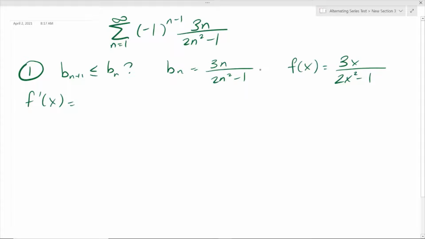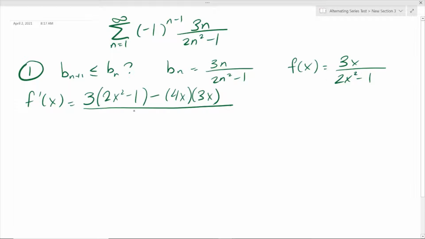So we are going to use the quotient rule to differentiate this function. So we're going to find the derivative of the top, which is just going to be 3, because the derivative of 3x is 3. And then we have to multiply by the bottom, which is 2x squared minus 1. Then we have to subtract the derivative of the bottom, which is just going to be 4x, and then multiply by 3x, which is the top. And then we have to square the bottom according to the quotient rule.